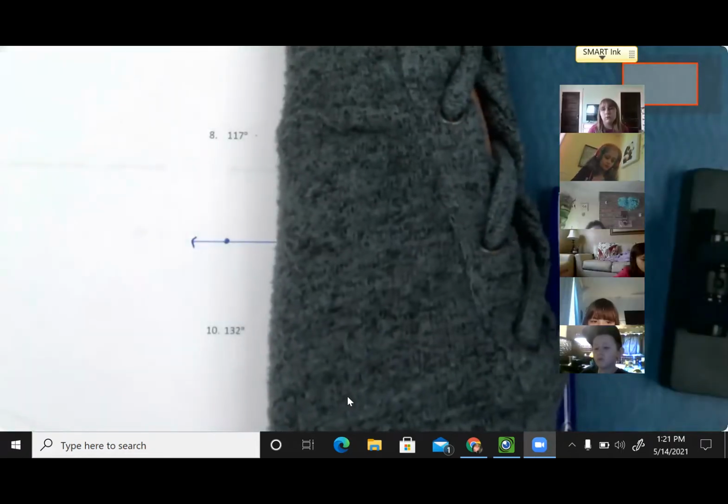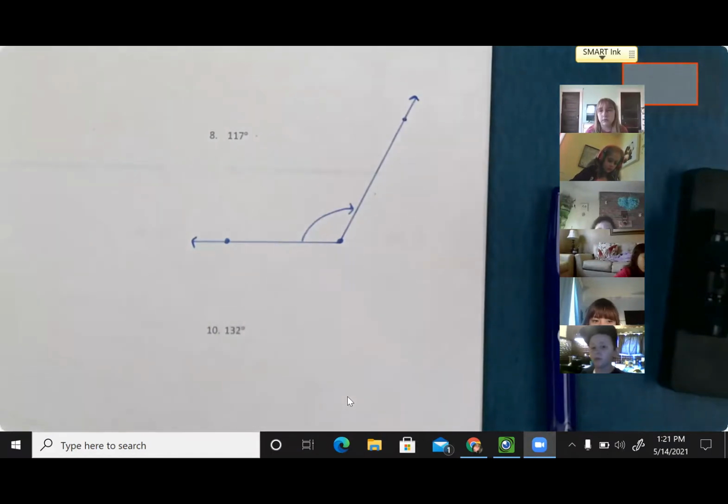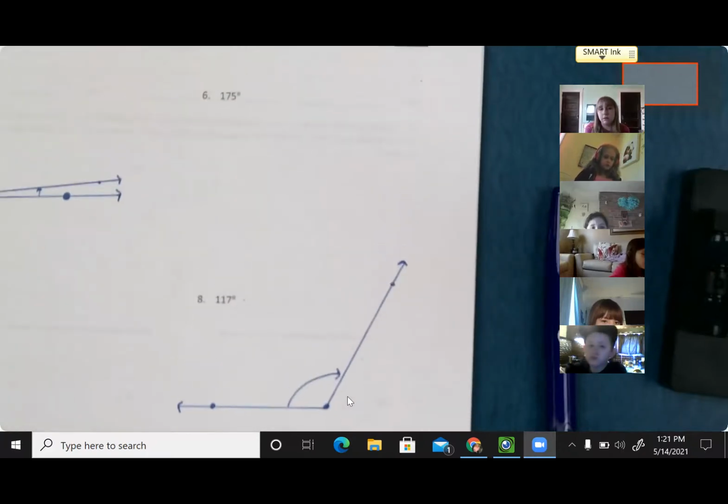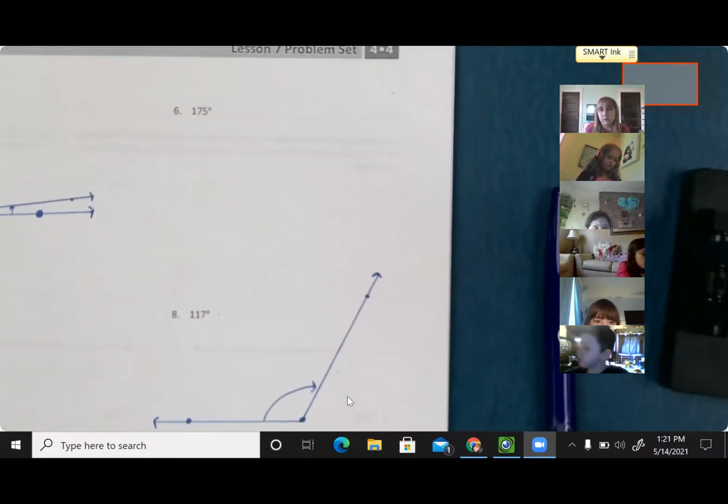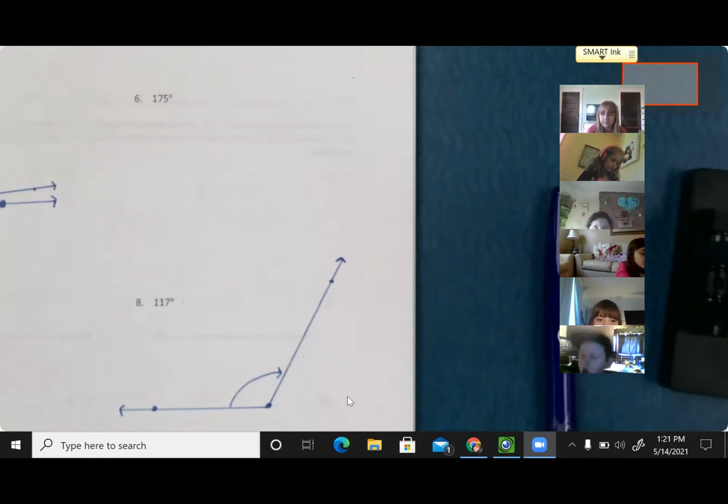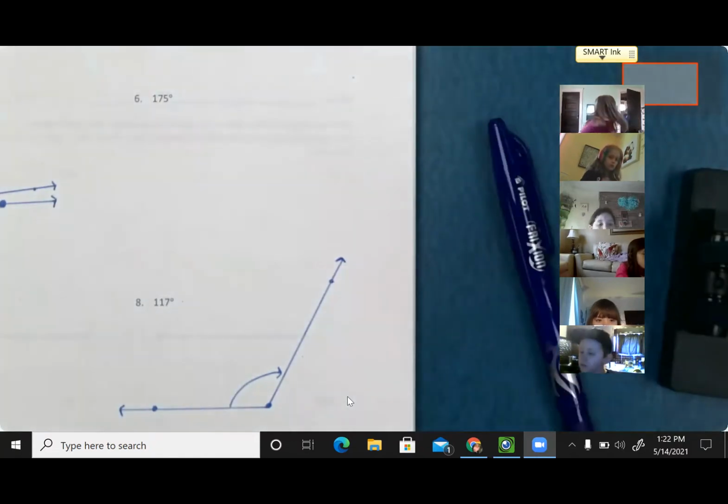All right, one more. Let's have Olivia. Go ahead and pick what number you want us to do. 6. All right, we're going to go up here. So, Olivia, what degree measurement are we drawing here? A 175-degree angle. And what kind of angle is that? An obtuse. It is.